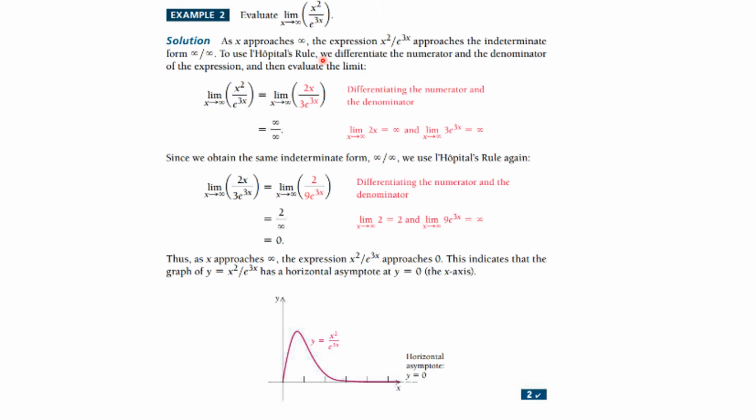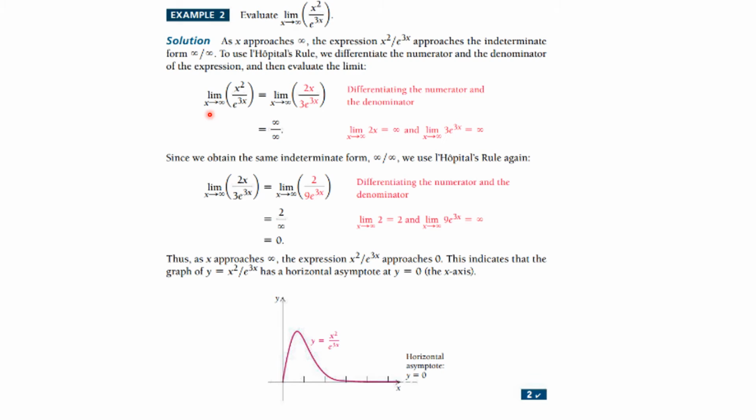So let me start at the beginning. As x approaches infinity, this approaches infinity over infinity. That's not 1. It's because this is an indeterminate form. We don't know what infinity over infinity is. So to use L'Hopital's rule, we differentiate the numerator and the denominator and evaluate the limit.